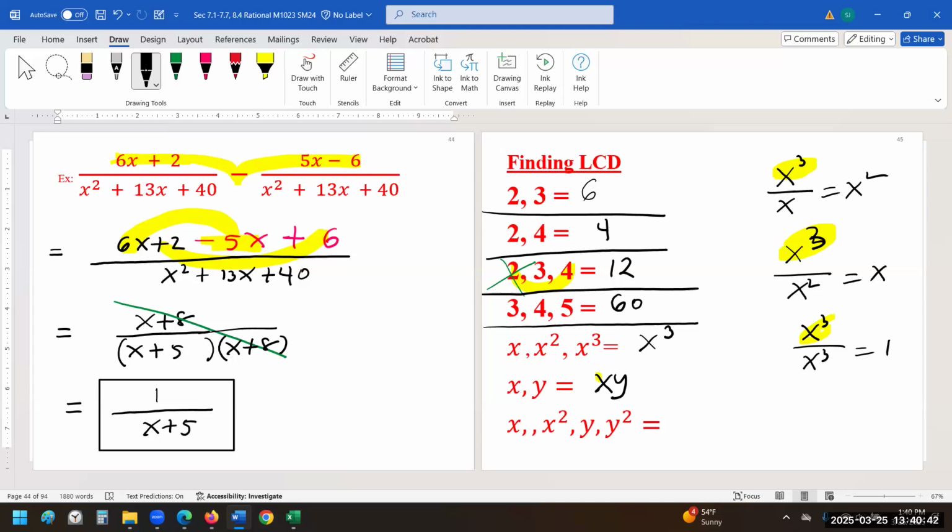How about x squared, y squared? X squared times y squared.